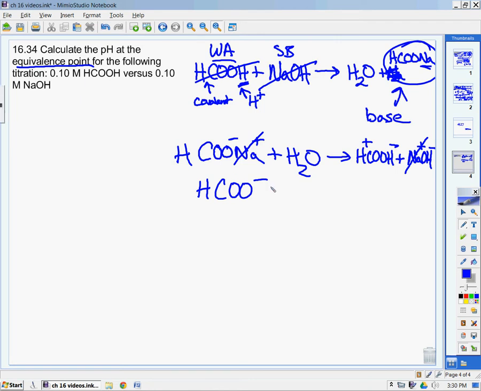Everything else stays. This is that plus water makes, I should really have an equilibrium arrow going on here, formic acid plus OH. Right. So just to recap, this is a basic salt up here. The sodium formate is a basic salt because it can dissociate in water and make OH, hydroxide. In other words, it's a base. It makes OH in water. Even Arrhenius would call that a base. If it makes OH in water, it's a base.